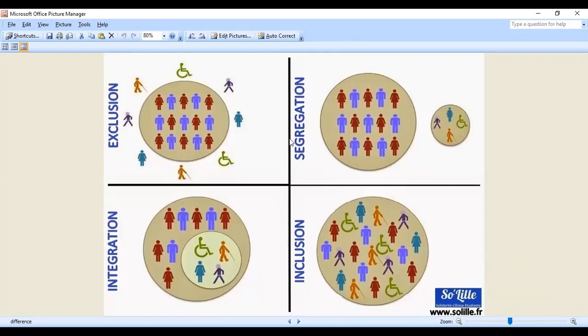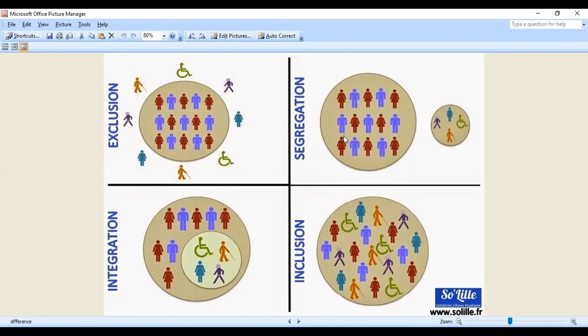Can you see, ma'am? In each circle you will find, first one is exclusion. On the left top you will find exclusion. In the bigger circle, you will find the general society, and the physically handicapped, physically old age people and people with other deformities will be outside the circle. This is exclusion. That means we are not accepting them, we are excluding them and marginalizing them. So that is exclusion.